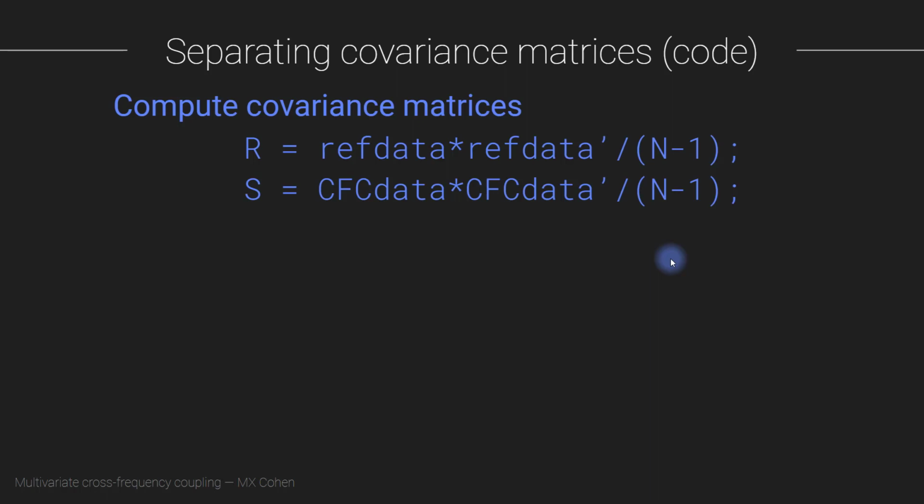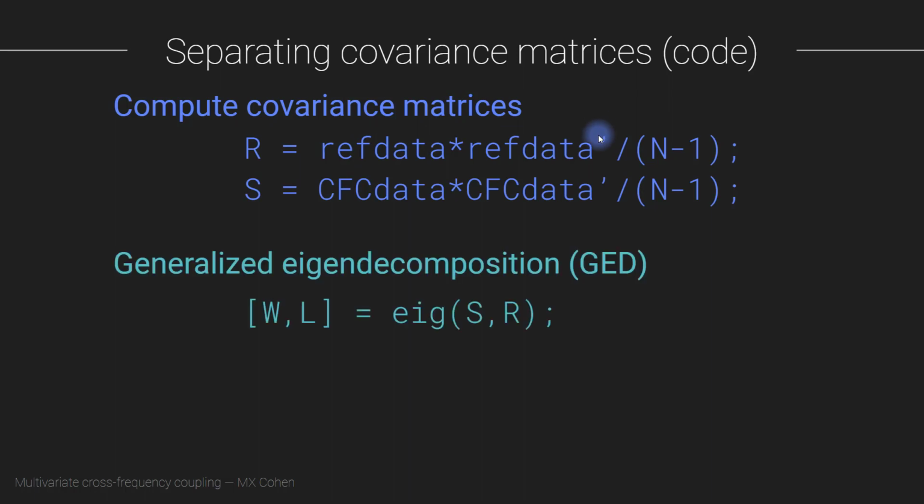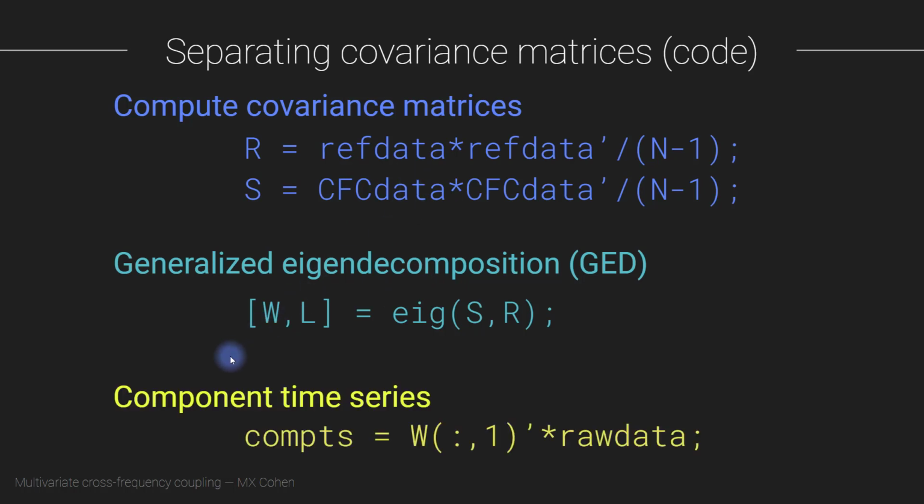And now I just want to show you a little bit of code. So this is MATLAB code, and computing the generalized eigendecomposition basically involves 3 steps. So we compute the covariance matrices, that's the data matrix times its transpose. Then we implement the eigendecomposition, which is very simple in MATLAB. Of course, you could also implement this in Python. It would be almost just as simple. And then you create the component time series, which is one of the eigenvectors times the data.